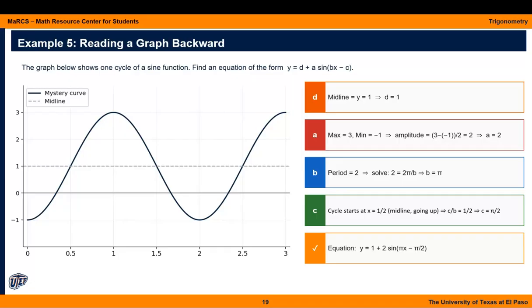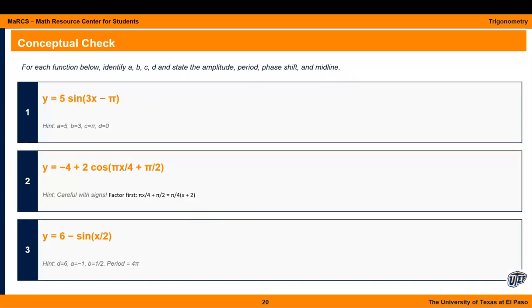Now we reverse the process. Given a graph, we identify the midline, amplitude, period, and starting point. Then we use that information to build the equation. This allows us to move between graphs and equations. At this stage, you should be able to identify all 4 parameters, a, b, c, and d, and explain how each one affects the graph. This is the key skill for this section.